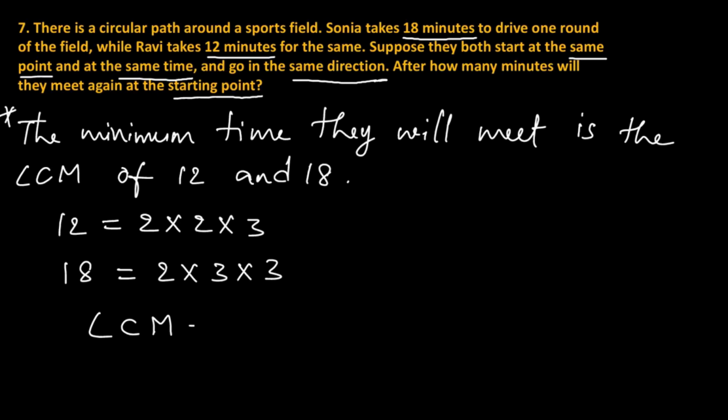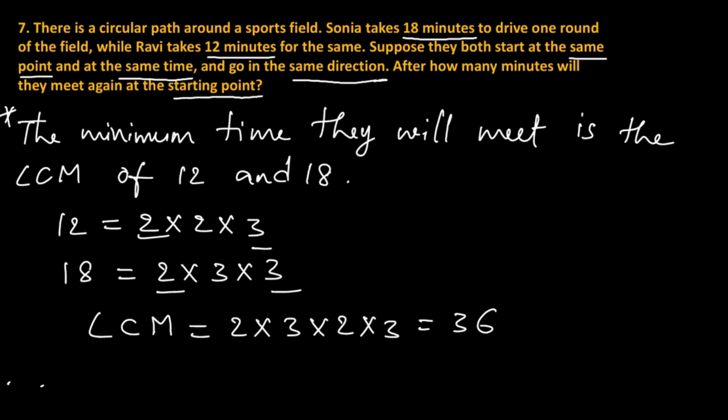So what will be the LCM? First you take the common numbers only one time, 2 into 3. The remaining numbers you can take directly, again 2 into 3, which is equal to 36. Therefore, the last point is very, very important. Whenever you are writing the exam, please note it down: you must write down the therefore, and your conclusion.